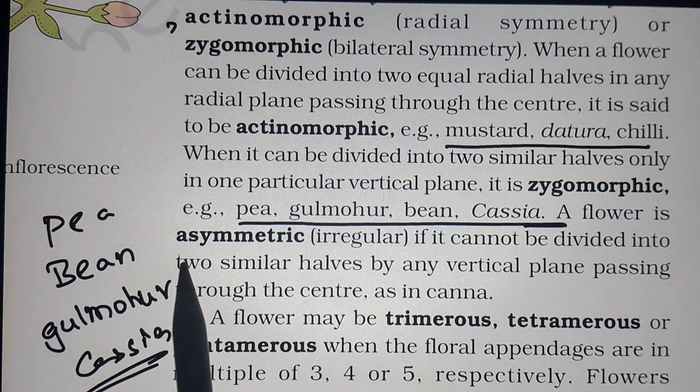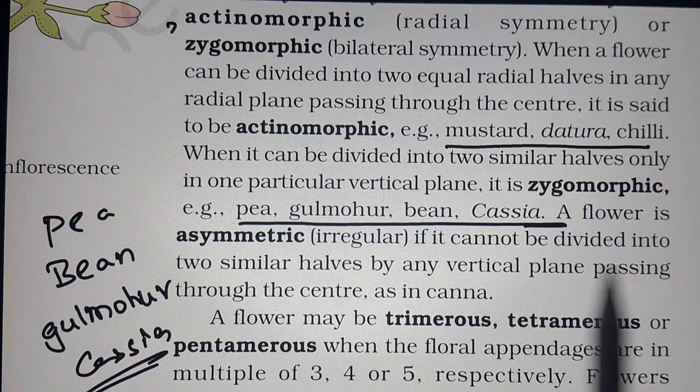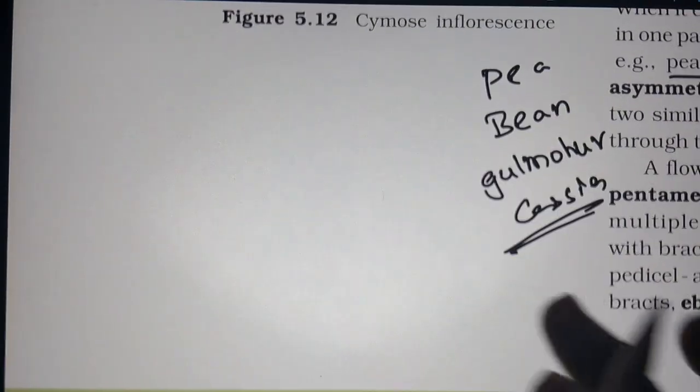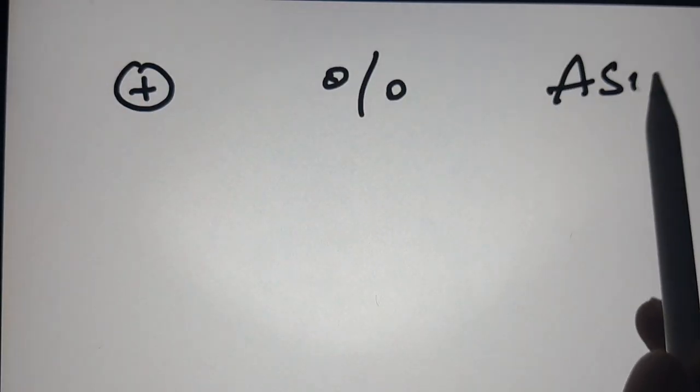A flower is asymmetric, meaning irregular, if it can't be divided into two similar halves by any vertical plane passing through the center, as in canna, and it is asymmetric. Okay, we have totally three types. What are they? One is actinomorphic, one is zygomorphic and one is asymmetric.